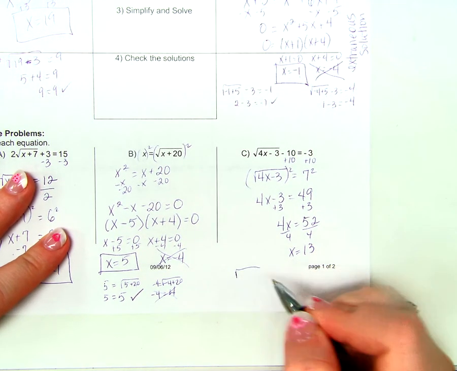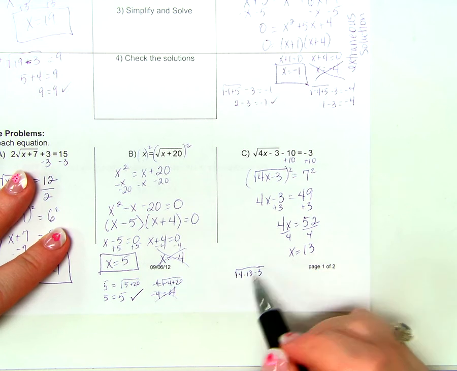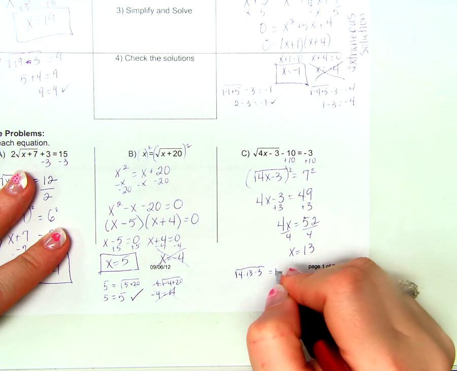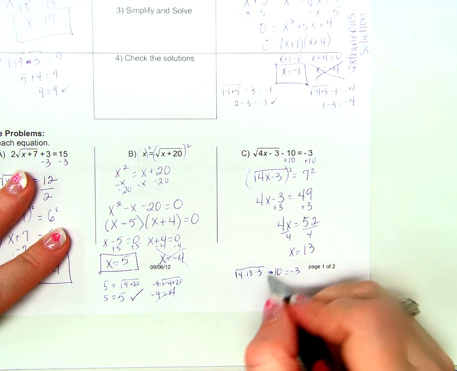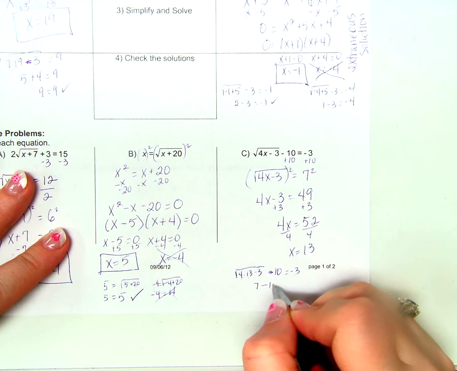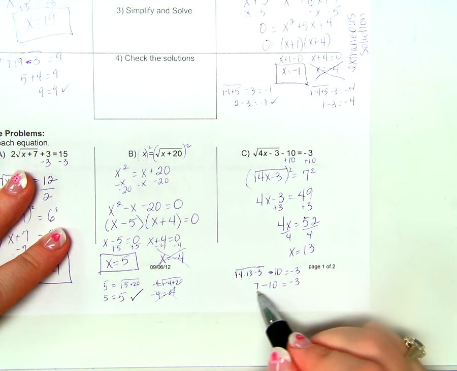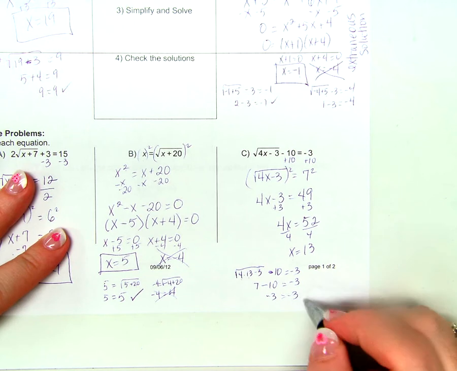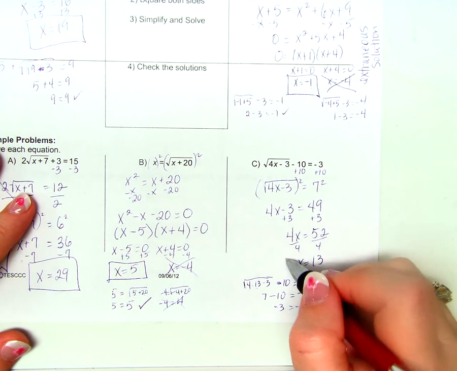Okay, check it. 4 times 13 minus 3. Well, 4 times 13 is 52. 52 minus 3 is 49. Square root of 49? 7 minus 10 equals negative 3. What's 7 minus 10? Oh my gosh, negative 3 equals negative 3. Math. So yes, this is the answer.